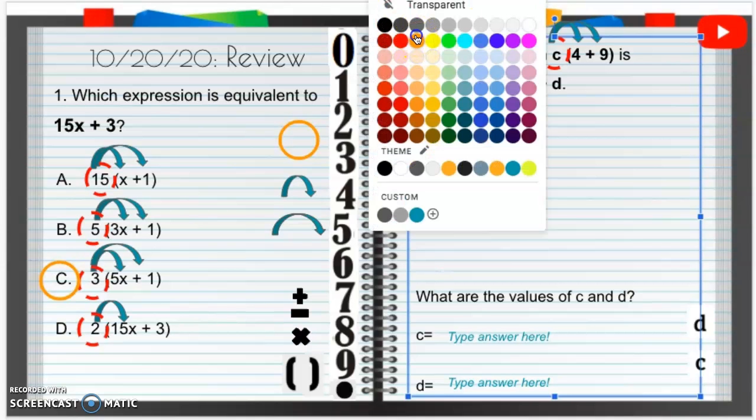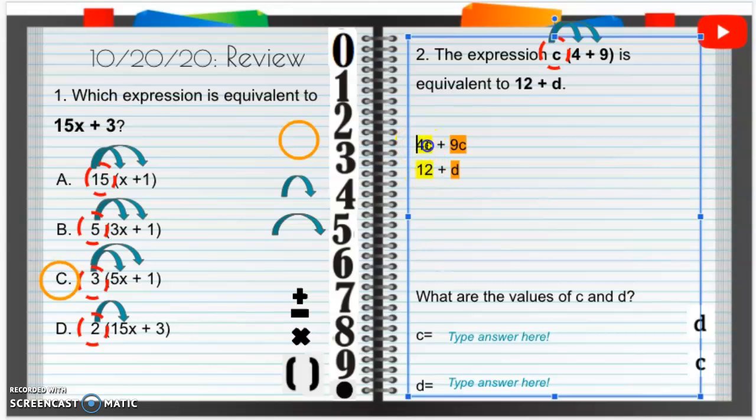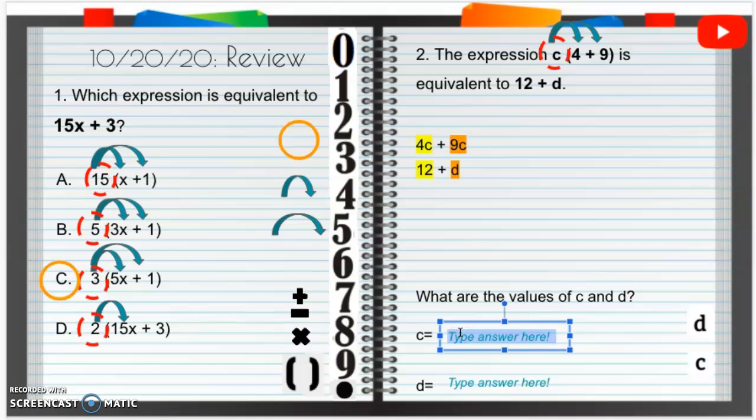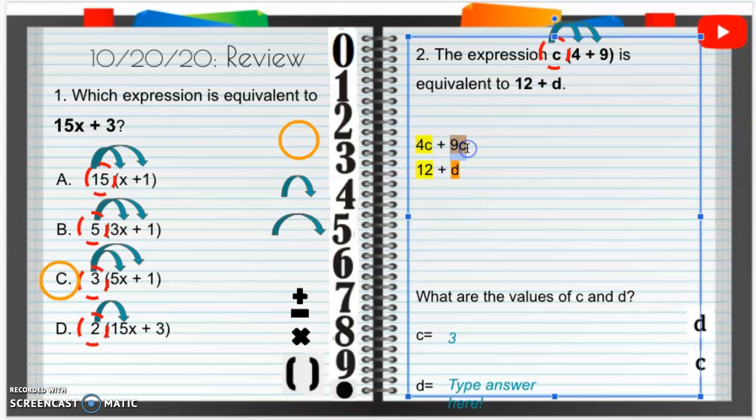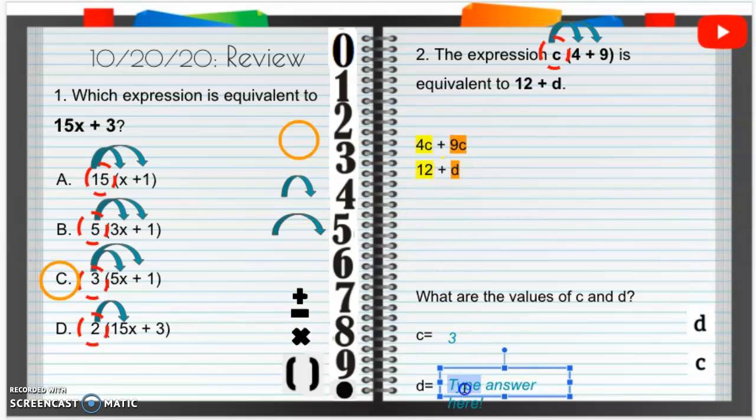Put that in orange. So 4 times what equals 12? Well, I know that 4 times 3 equals 12, so C is going to be 3. Now, D. If we know that C equals 3, then what is 9 times 3? Well, I know 9 times 3 is 27, so that means D is going to equal 27.